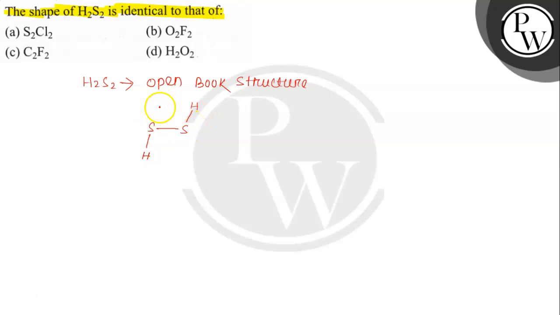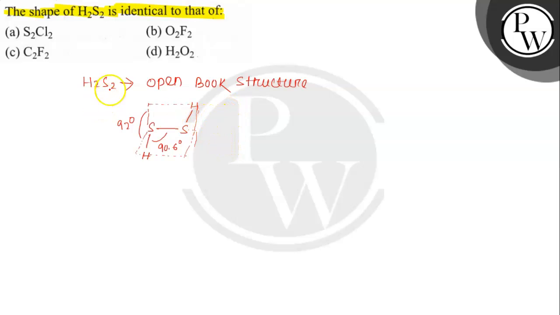So this is the open book structure. The angle between these two is 92 degrees and the angle between these two is 90.6 degrees. So a dihedral angle is present, a C2 axis of symmetry is also present and a disulfide link is present in H2S2, and it has an open book structure.